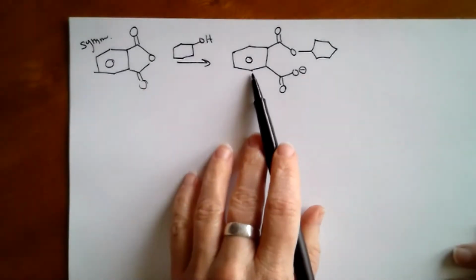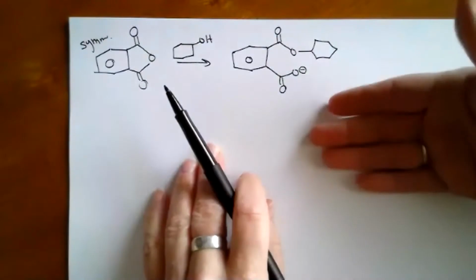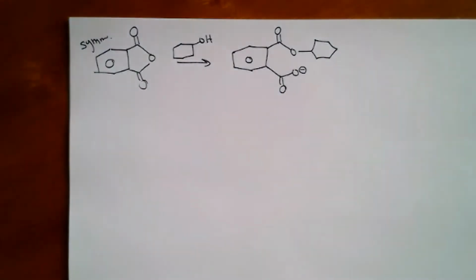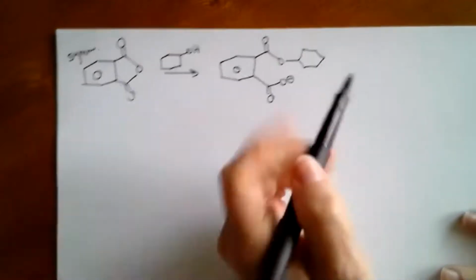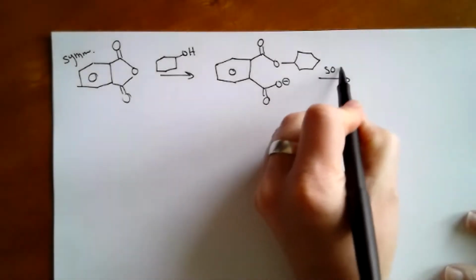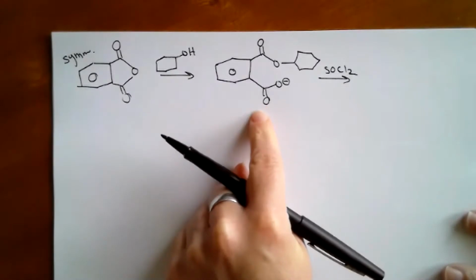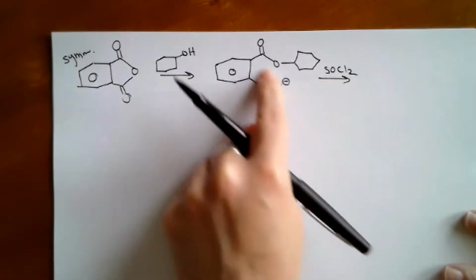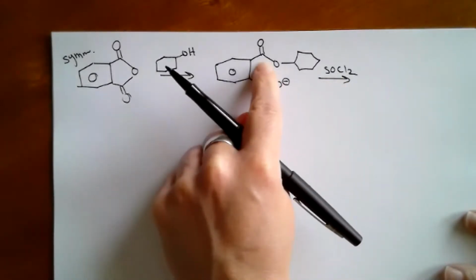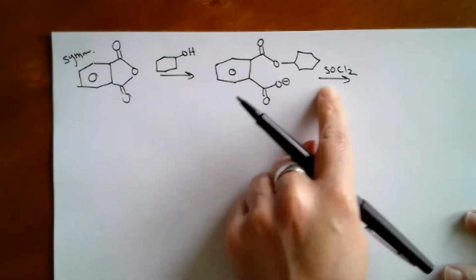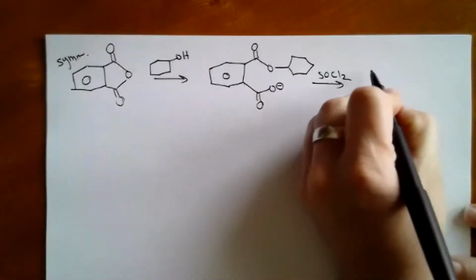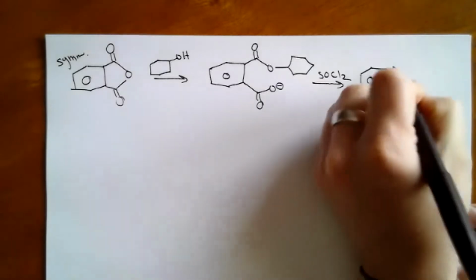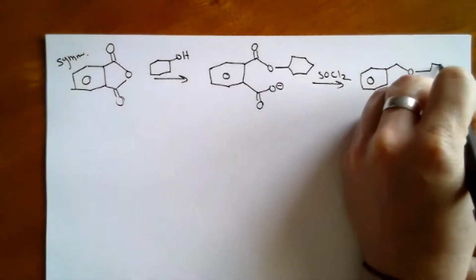This is a benzene, so it's a planar molecule. This molecule versus that molecule, it's the same. It doesn't matter. But I get this. Then what happens if I add some SOCl2 to this? Does SOCl2 react with an ester? Nope. Does SOCl2 react with a carboxylic acid or carboxylate? You betcha. So my carboxylate turns into an acid chloride from there.